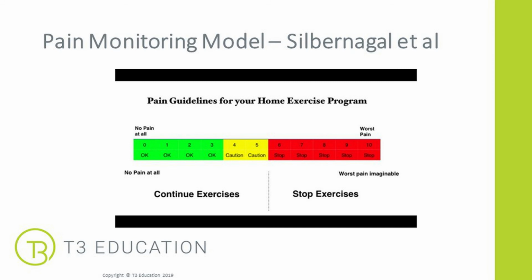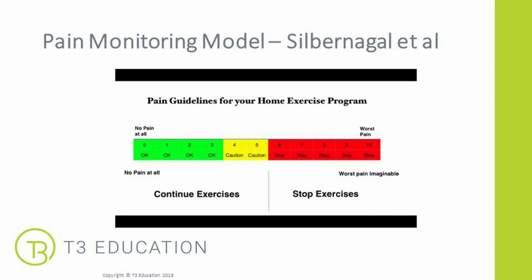And this is a really good visual to show your clients. So you can see from the green, between a 0 and 3 of pain is okay to exercise. As they move into that 4 to 5, they want to exercise with caution. And if it goes over into that 6, that's when they stop. And that's a really good indicator, so they know that they can exercise through some discomfort.